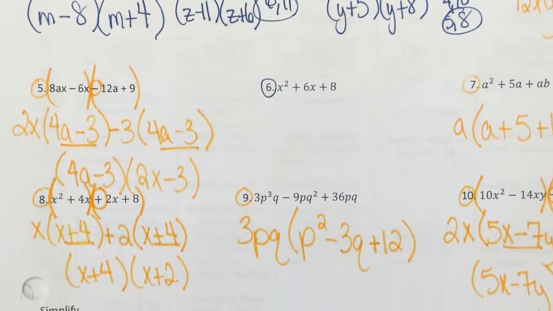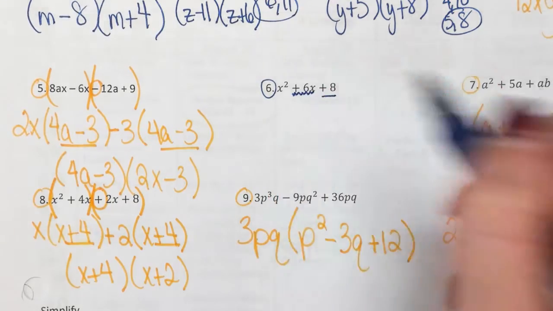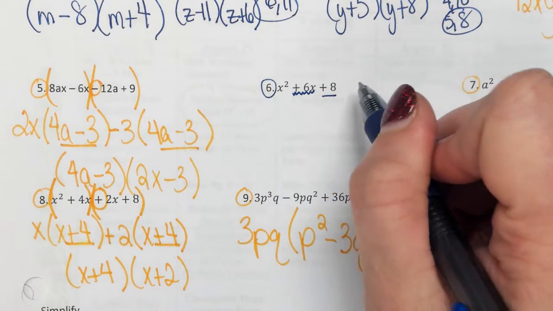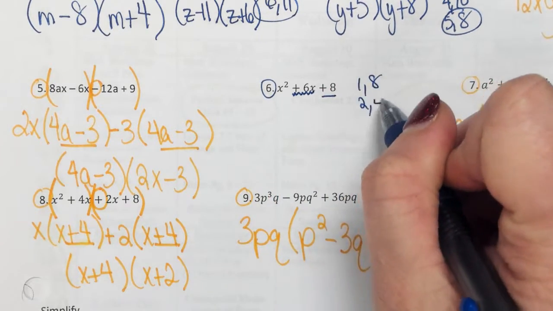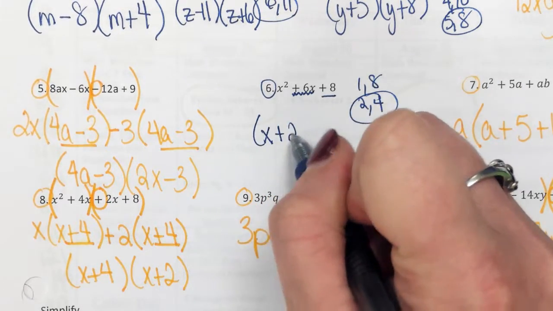Okay. All right, last one, number 6. Here we go. Factors of 8 that add or subtract to be 6. 2 and 4. Which one? How? Add both of them. Very good.